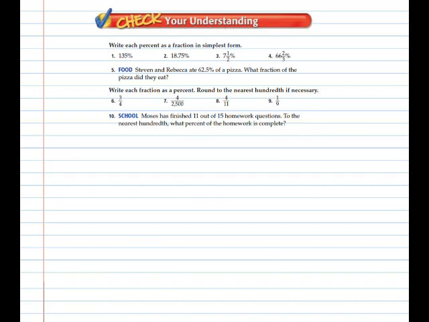Okay, let's do some check your understanding. Problem number 1, write each percent as a fraction in simplest form. 135% means 135 over 100. We can simplify by dividing the numerator and denominator by 5, which gives us 27 over 20. If we leave it as an improper fraction, that's what it would be. If we write it as a mixed number, it's 1 and 7 over 20.